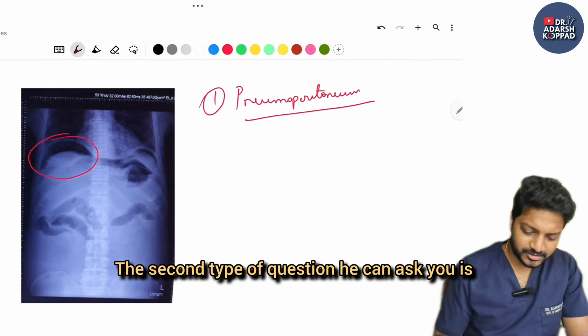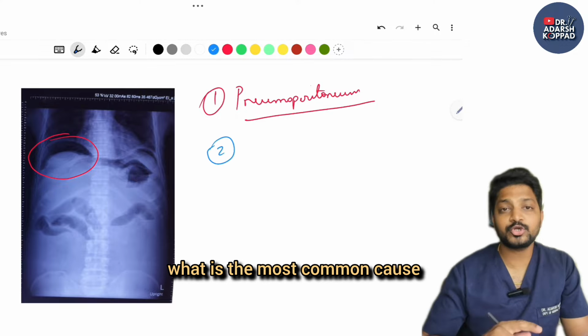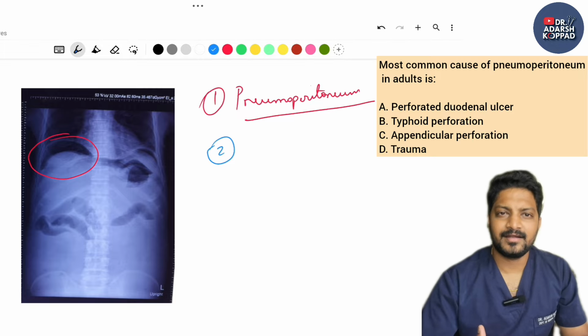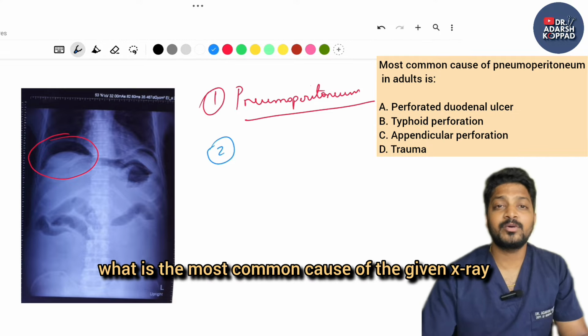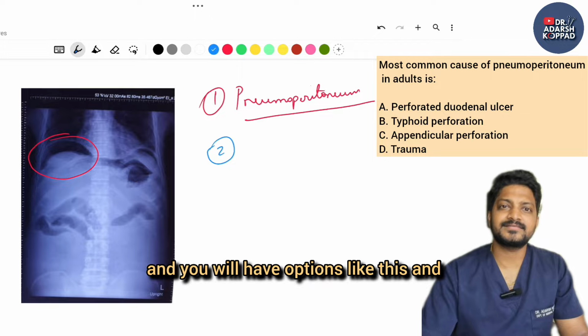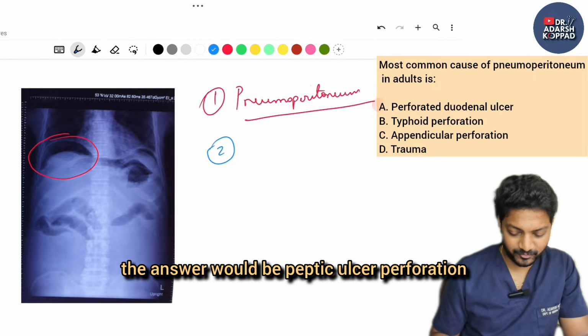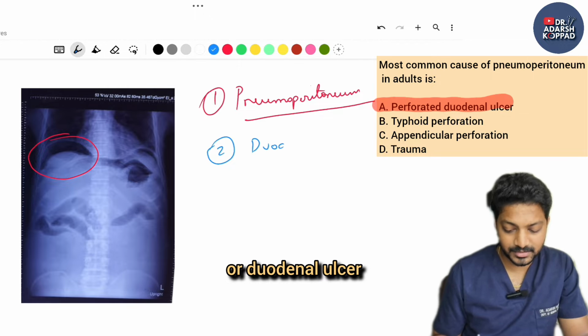The second type of question he can ask you is what is the most common cause. He'll give you this X-ray and he'll ask you what is the most common cause of the given X-ray, and you will have options like these, and the answer would be peptic ulcer perforation or duodenal ulcer perforation.